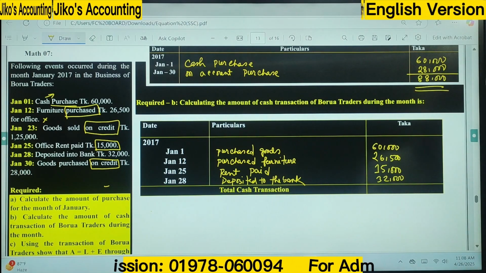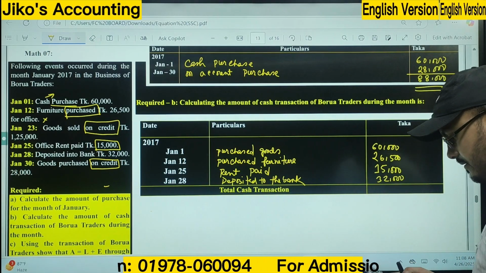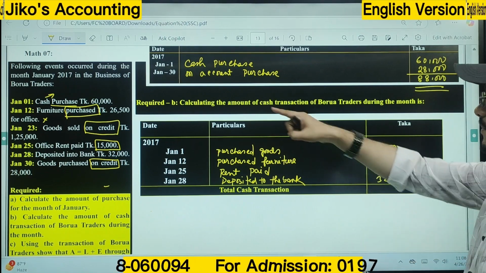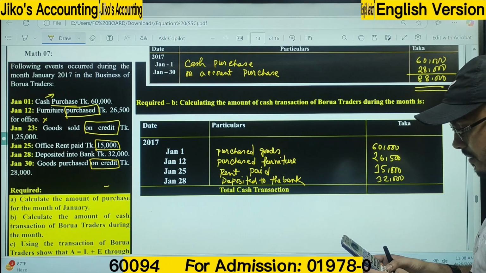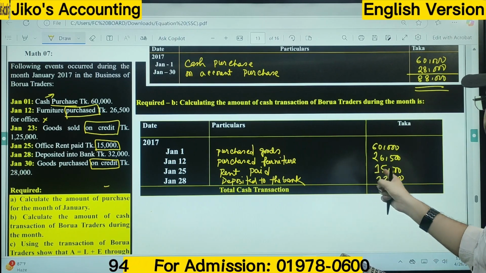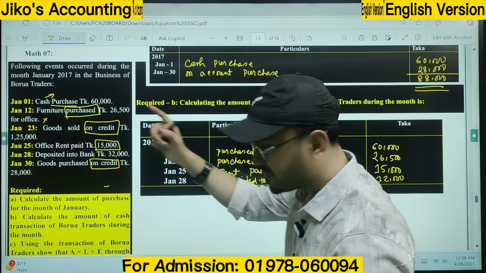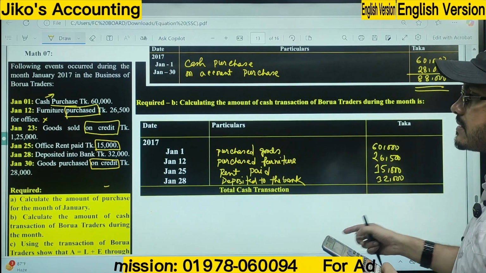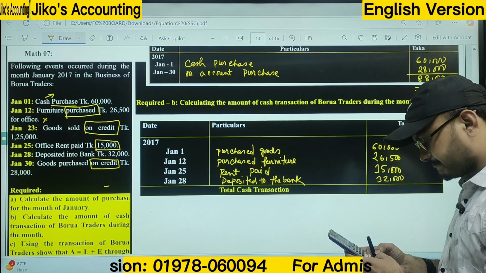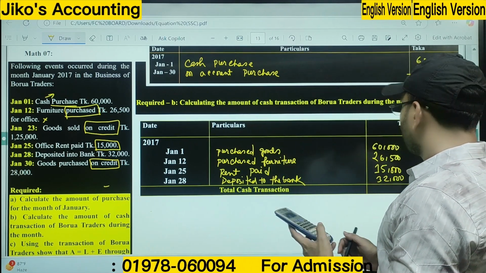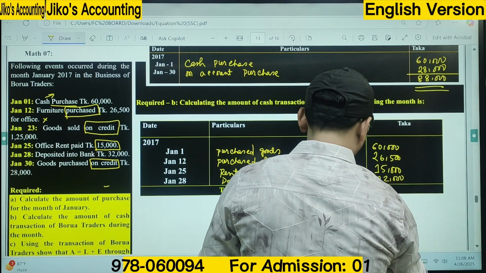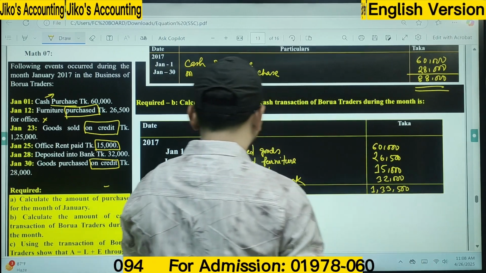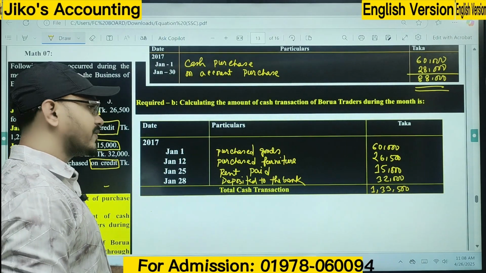So what is our total amount here, sir? First one is 60,000. Then what is our second one? Purchase furniture 26,500. Then rent paid 15,000. Then the last amount is deposited to the bank 32,000. Okay, sir. Our total amount is 1,33,500 taka, sir.